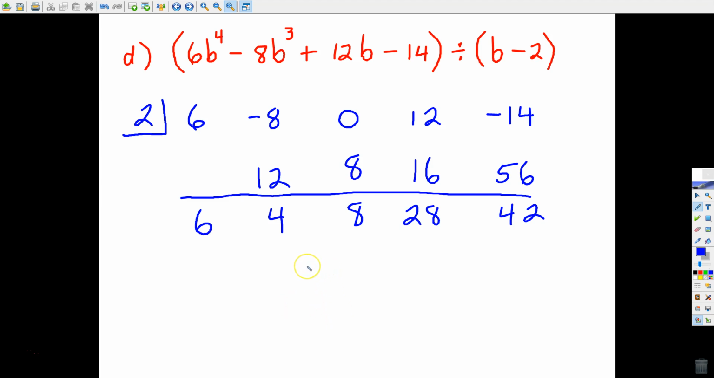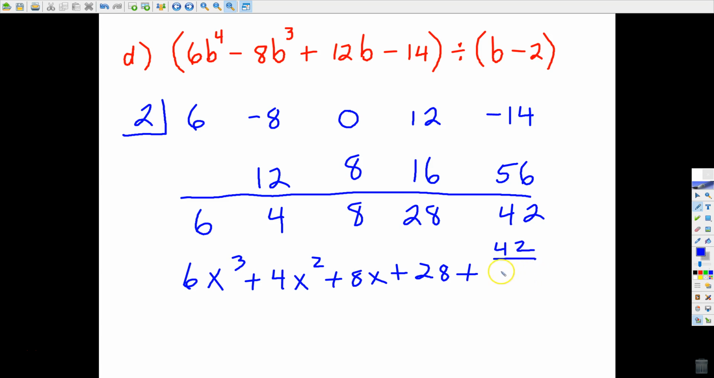All right, so give me the polynomial answer. 6x cubed plus 4x squared plus 8x plus 28 plus 42 over b minus 2. Nice. Yeah, we're going to show our remainder just like you did on last night's homework with long division. Oh, yeah, it should be B. I do that sometimes too. Our problem was in B, so we should keep our answer in B. You had the right idea though. Sorry about that.